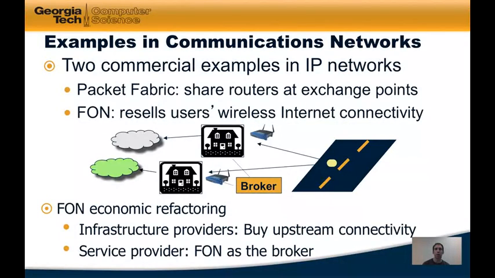Examples of this separation between infrastructure and service providers in some sense already existed. Two such examples were Packet Fabric, which allowed multiple ISPs to share the same physical routers at exchange points, and Fon, a commercial internet service provider that resells users' wireless internet connectivity to its customers. Fon has an interesting economic refactoring where the users in their homes who buy upstream connectivity from different internet service providers are effectively the infrastructure providers, and Fon is simply a broker of that internet service and effectively acts as the service provider.